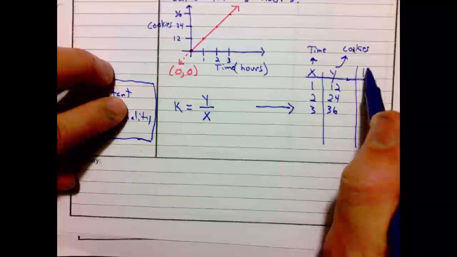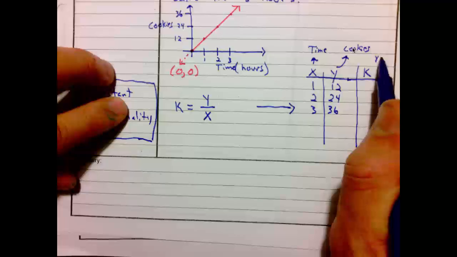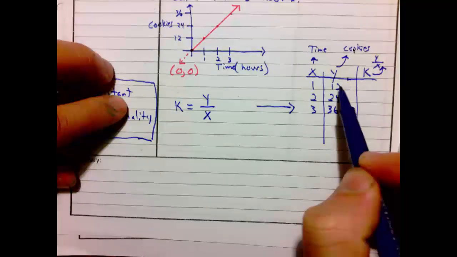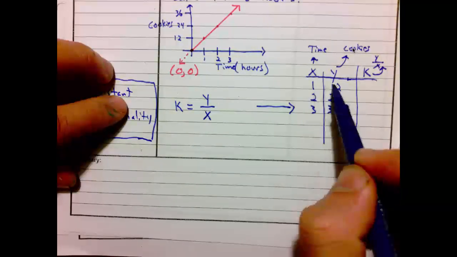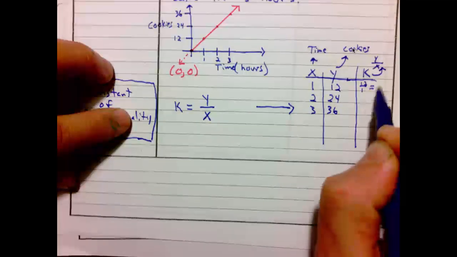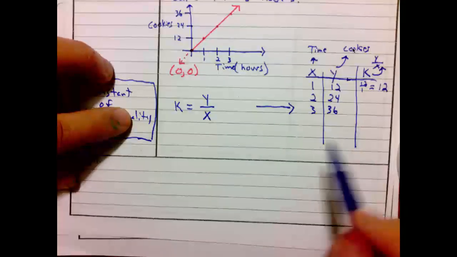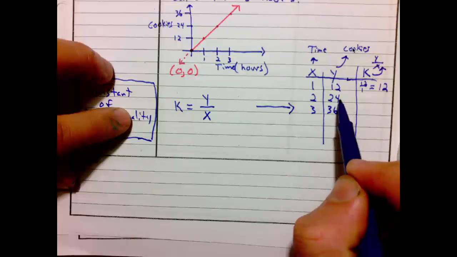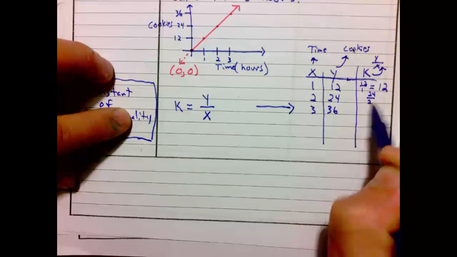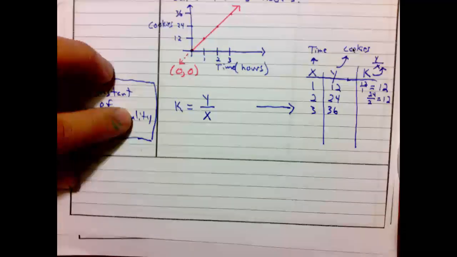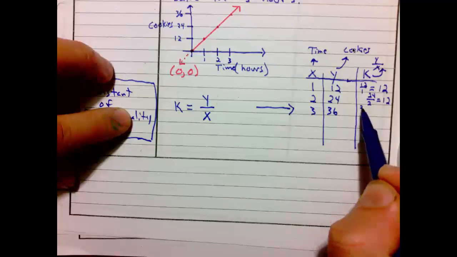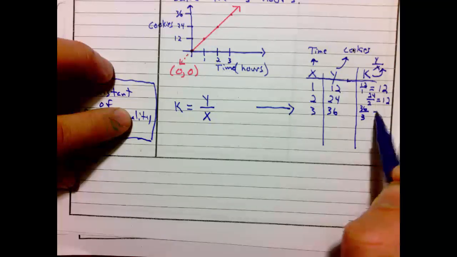K is simply y divided by x. So let's look at that division in each one. The first x-y pairing is 1, 12. So y divided by x is 12 divided by 1. Well, 12 divided by 1 is clearly 12. Our second pairing would be 24 divided by 2. Again, y divided by x. Well, 24 divided by 2 is also 12. The last one we have in our table would be 36 divided by 3. 36 divided by 3 is also 12.